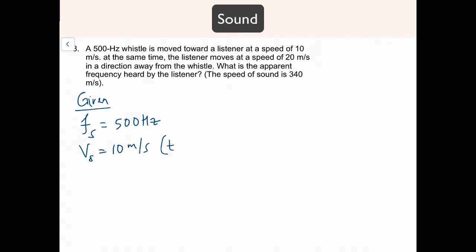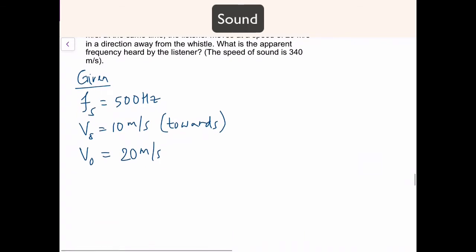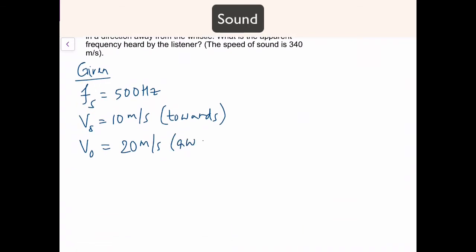It says towards, keep in mind, towards the observer. When the listener moves, the velocity of the observer is now 20 meters per second, but it's moving away. Then what is the apparent frequency heard by the observer? This problem involves both items moving, the source and the observer.